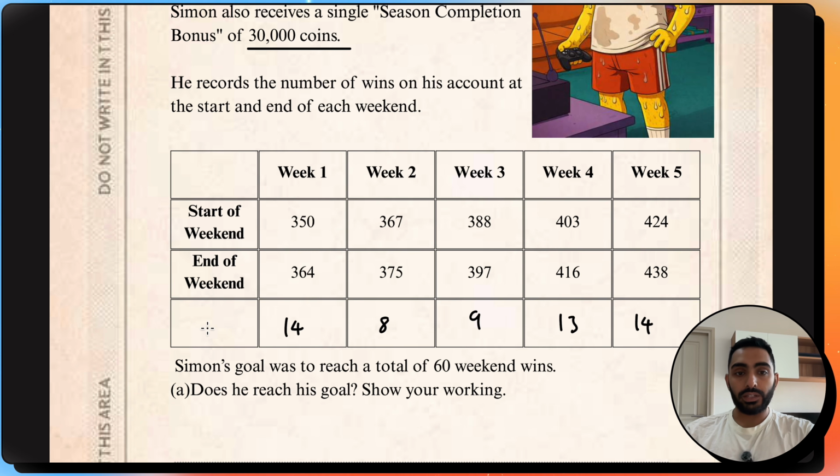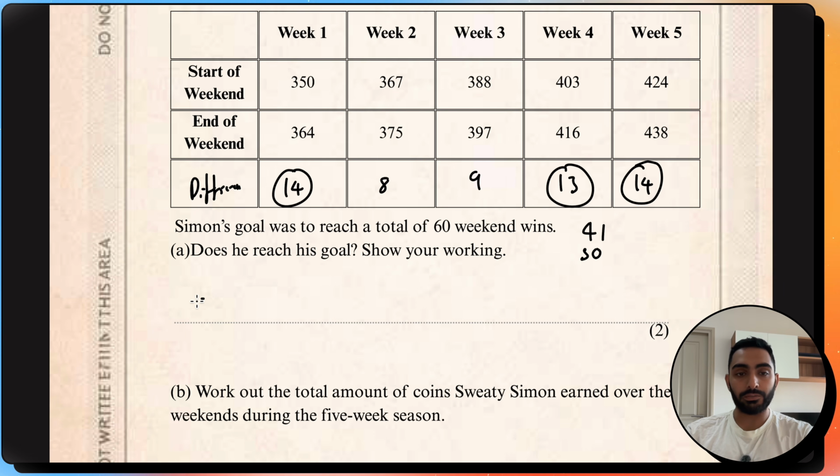We need to add up all of these differences. We're just going to look, are there any nice numbers that we could add up together? I think this 14 and this 14 is quite nice. 14, 28. Add another 14 is 42. Take away 1 is 41. I'm on 41 now. 41 and 9 is 50. And then 50 add 8 is 58. So he reaches 58. No, he doesn't reach his goal.